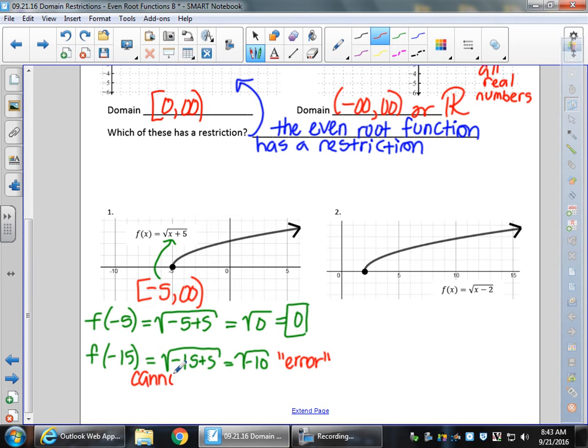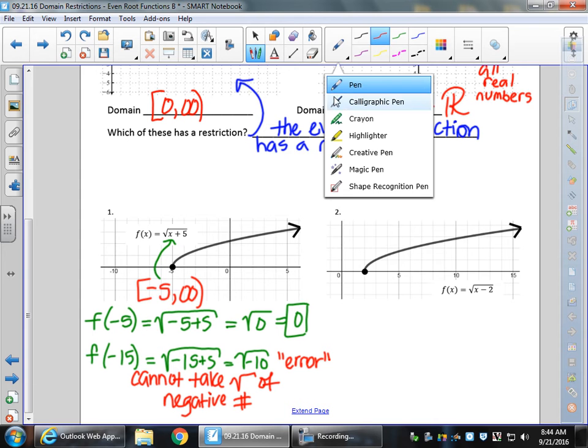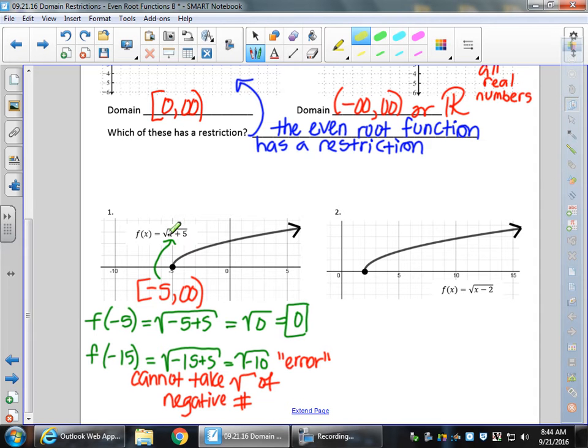So your calculator, if you try this, would tell you error. Cannot take the square root. So what we're saying is that underneath the radical has to be what relative to 0? Can it equal 0? Is it okay to get 0? Yes. Can it be bigger than 0? Right, because if I plugged in like f of 5, my function is there.